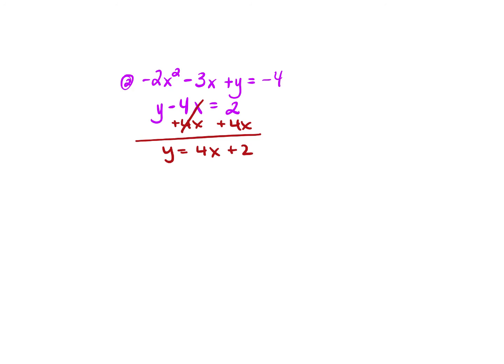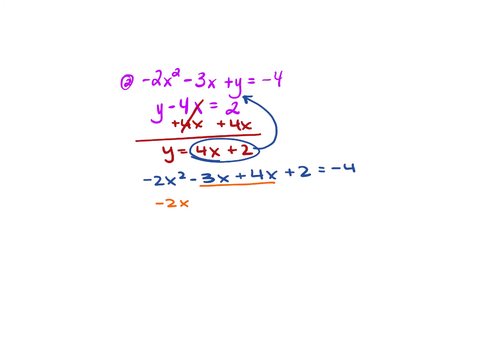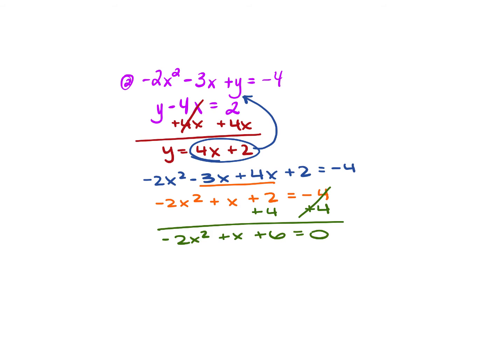From here, we're just going to plug this in for y in that top equation. So it's going to give us negative 2x squared minus 3x plus 4x plus 2 is equal to negative 4. We combine those like terms. We have negative 2x squared plus x plus 2 is equal to negative 4. We can move the 4 over by adding it to both sides. So this gives us negative 2x squared plus x plus 6 is equal to 0.